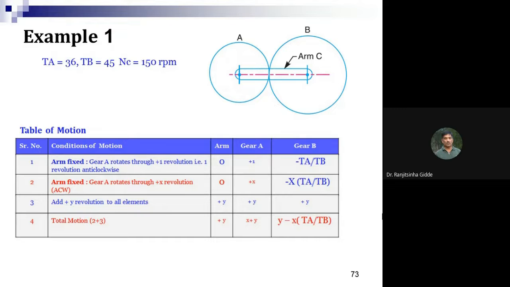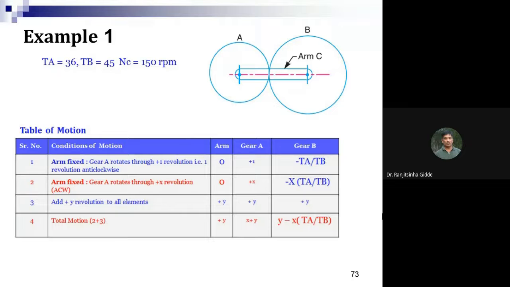Okay, then table of motion, step number 1: arm is fixed, gear A rotates through +1 revolution. Arm fixed, so there 0; gear A rotates +1 revolution, so there +1. How to find out the revolutions of gear B, that we have already seen. Put the value. What is the second row? Arm is fixed, gear A rotates through +x revolution. Arm is fixed, therefore 0 we have written there, +x for gear A. Accordingly we got the value for gear B.